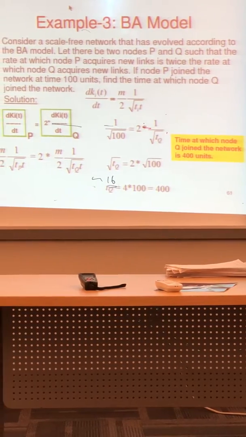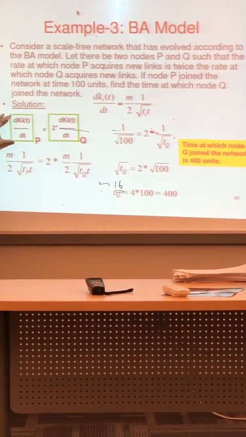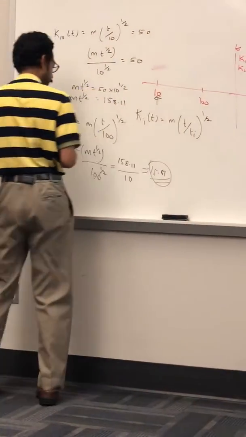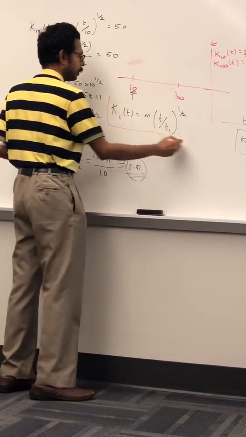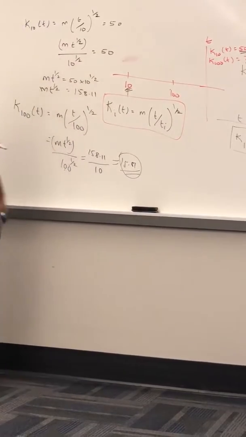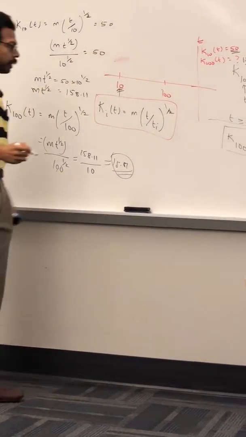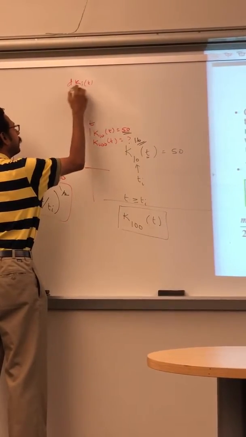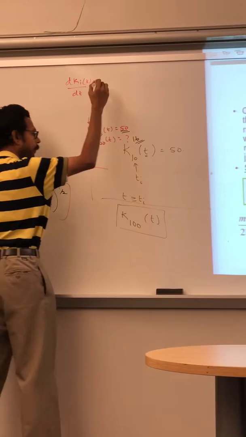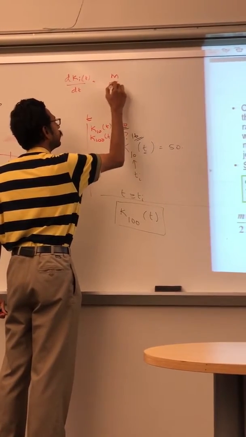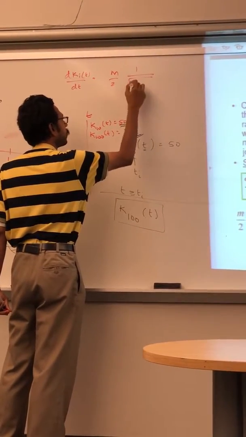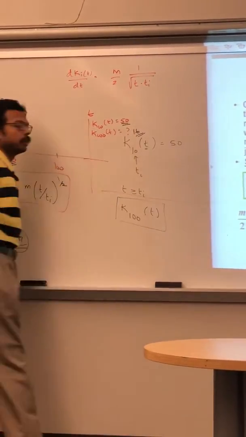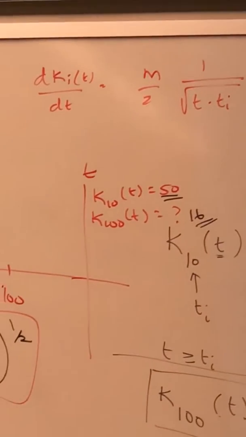Okay, so last time we saw this. This is the equation, and we differentiated this. So when we differentiated this, what did we get? dki(t)/dt is m over 2 square root of t times ti. So this is the rate at which the degree of a node grows with time. Okay?